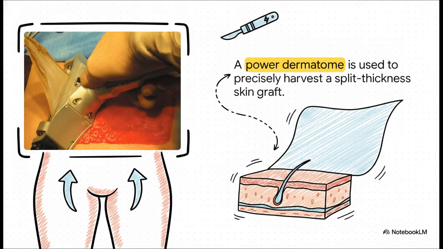So how do we actually harvest these grafts? Well, this tool right here, a power dermatome, is used to shave off a very thin, very consistent layer of skin, in this case, from the thigh. It allows surgeons to get those nice, large sheets you need for split-thickness grafts with incredible precision.